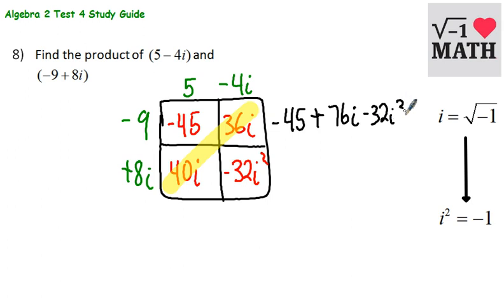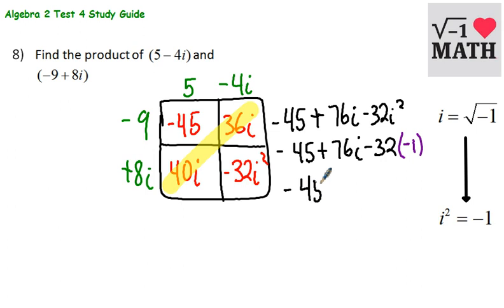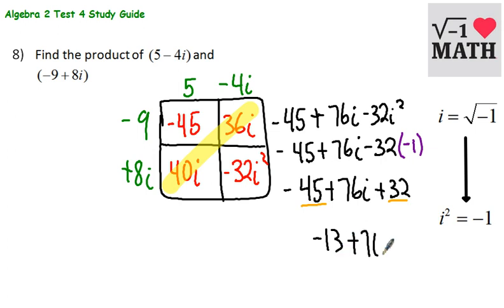Again, we're going to make our substitution. So I'm writing everything else as it is. Negative 45 plus 76i minus 32. But instead of i squared, I'm going to write negative 1. Let's plug in a negative 1 right there. So negative 45 plus 76i plus 32. And then we're just going to combine some like terms, just as we've done in the other two problems. Looks like I have more negatives, 13 more negatives than I do positives, so that would be a negative 13 plus 76i.